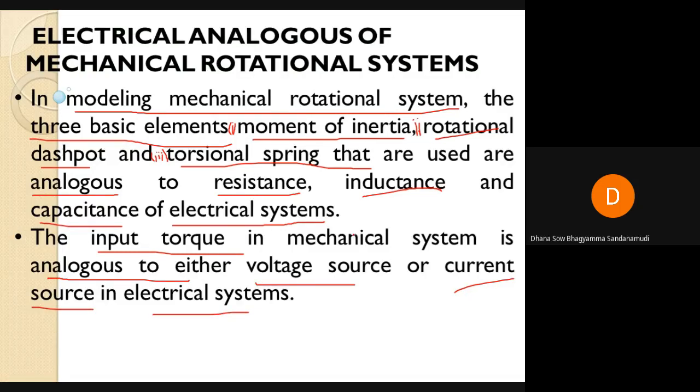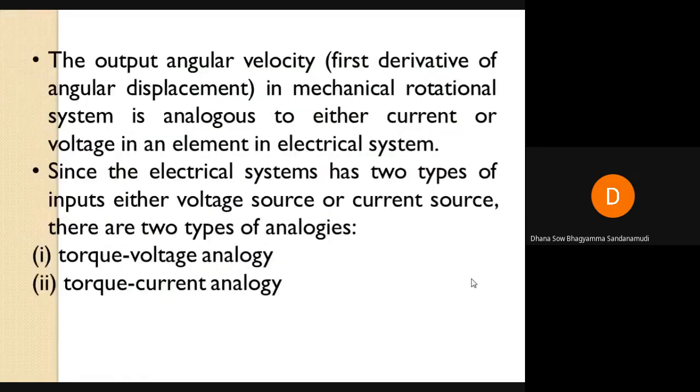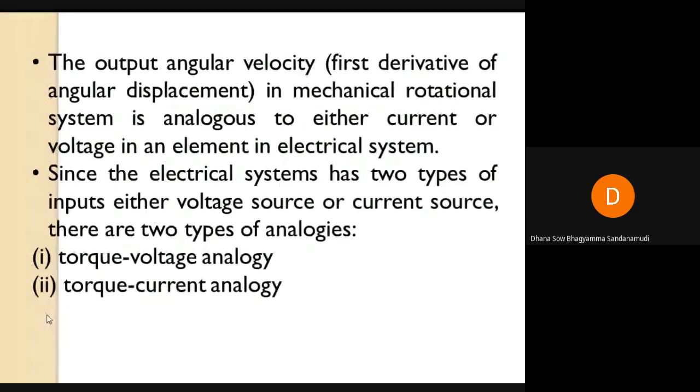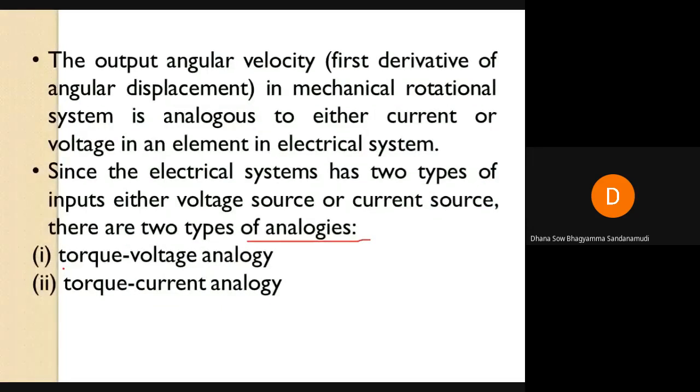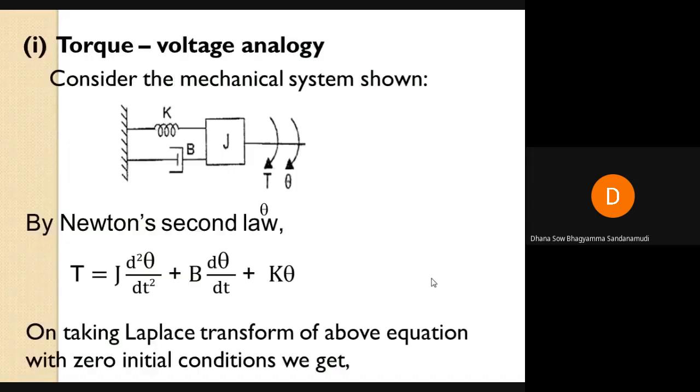The input for the mechanical rotational system is only one input, that is torque, whereas for the electrical system, the input can be either a voltage source or a current source. So two types of sources are there. So if I want to represent the analogous of the mechanical system in terms of electrical, then I must consider the torque-voltage analogy and the torque-current analogy. Let us start with the torque-voltage analogy.